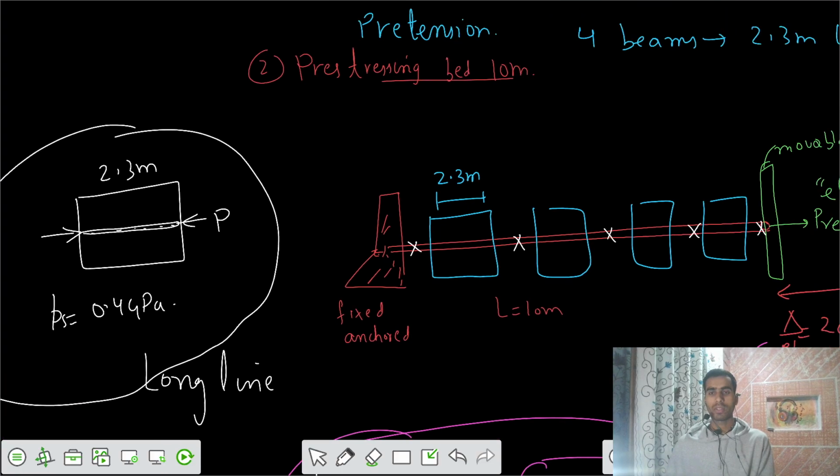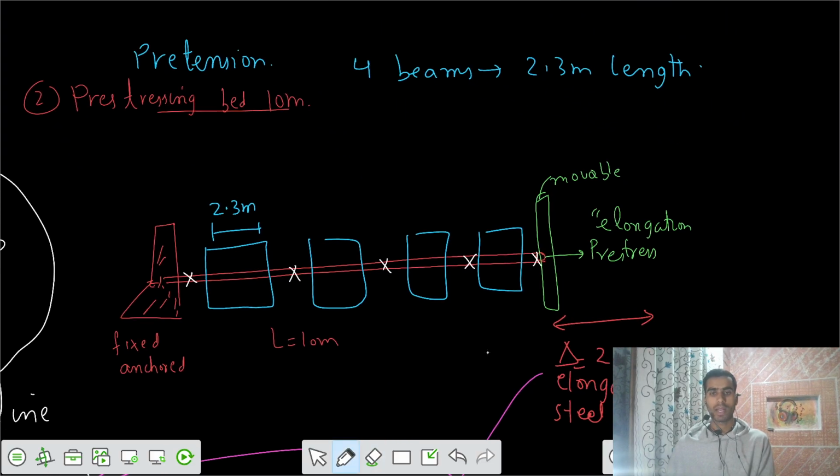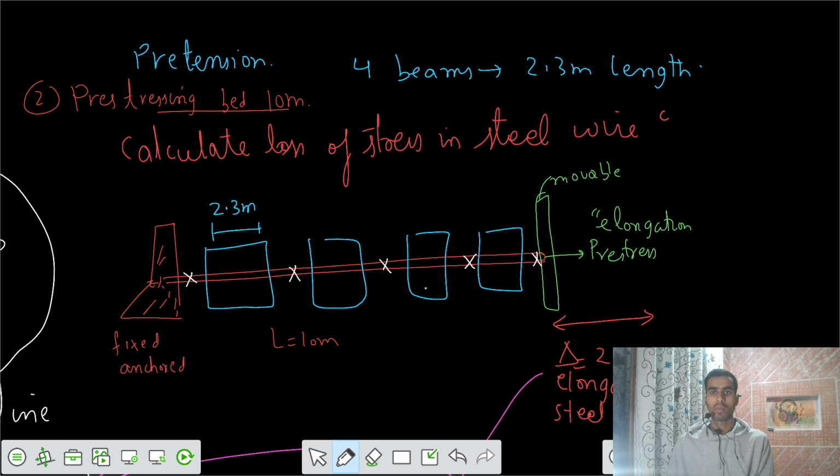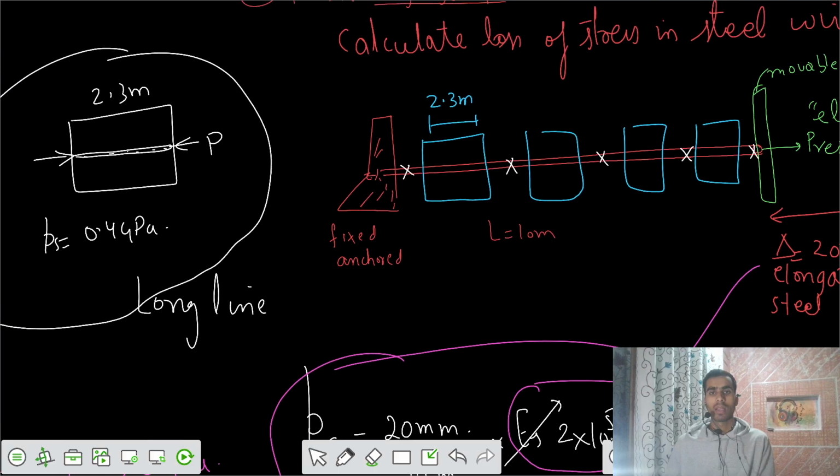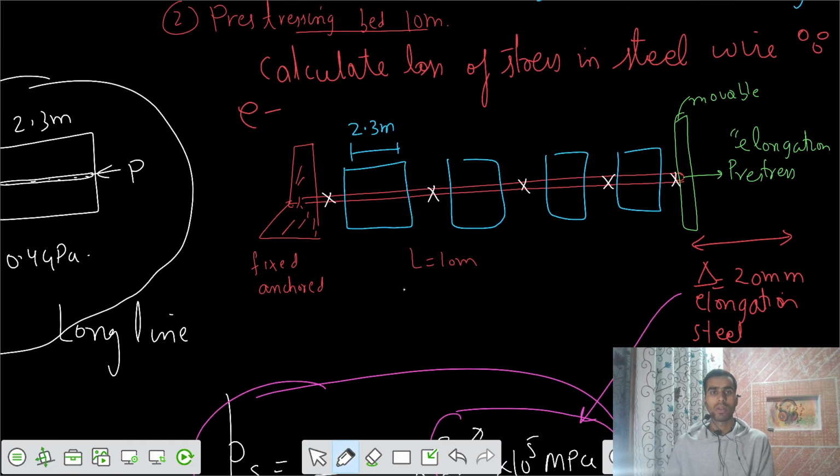Now we need to calculate the loss of stress in the steel wire because of elastic shortening of concrete. Can you calculate the loss of stress in the steel wires? That is equal to m times fc. Here the eccentricity of the cable is 0. It's a straight line, and it goes through the neutral axis of the section.